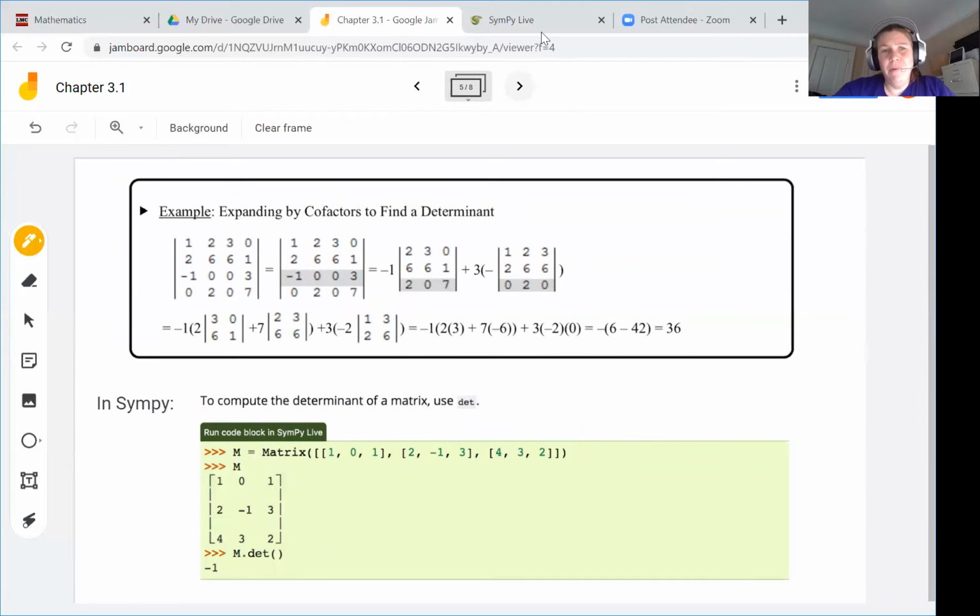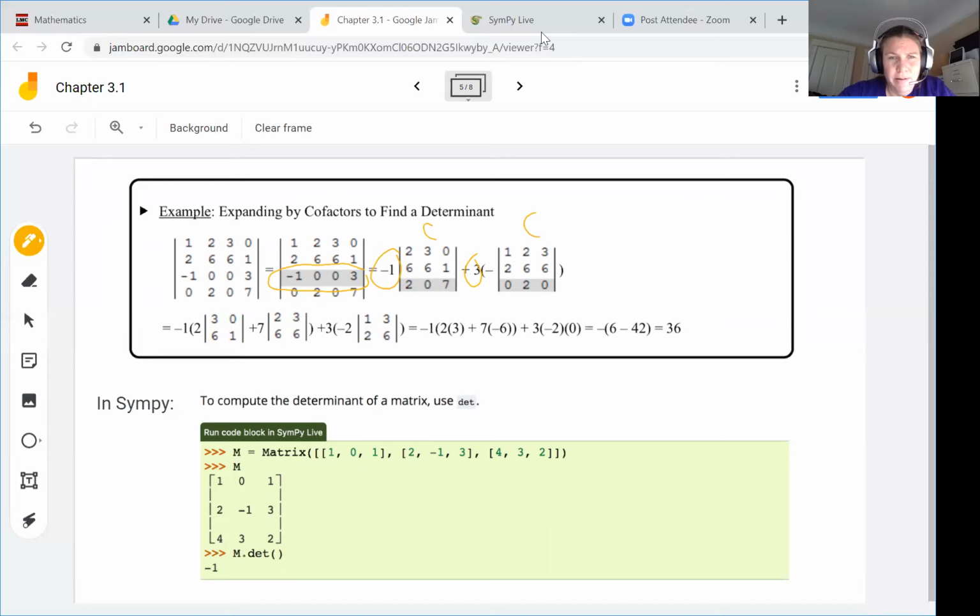Okay, here's an example of expanding by cofactors to find a determinant. Here I've got a 4 by 4 matrix. You can see I'm going to take out this row here and use the fact that there are 2 zeros in it. So this is a smart move. And so then I've got the -1 here and the 3 here. And then I pull out the cofactor matrices here.